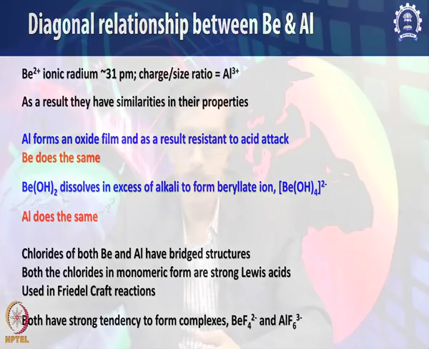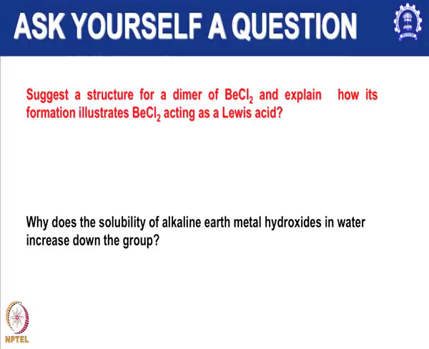Now, let us look into a few questions. Suggest a structure for the dimer of BeCl2 and explain how its formation illustrates BeCl2 acting as a Lewis acid. So, the question is that BeCl2 forms a dimer. That means, how can you evoke the acidic and basic properties, or the Lewis acidic property, of BeCl2 that can facilitate the bridge formation, or the formation of the dimeric or one dimensional chain structure?